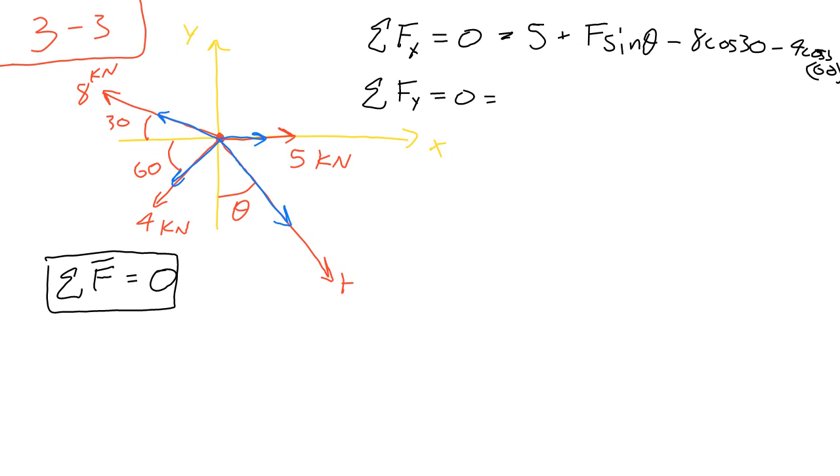starting with that 8 kilonewton force over there, it's going to be 8 sine 30, and minus that 4 sine 60, since it's pointing downwards, so it's minus. And there's one more: minus F cosine theta.